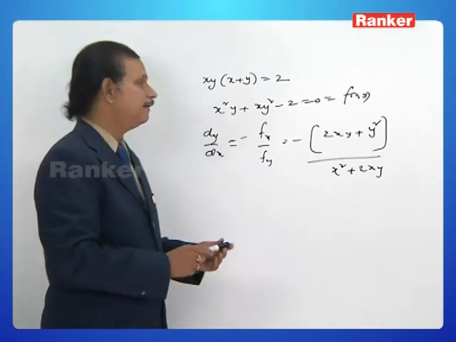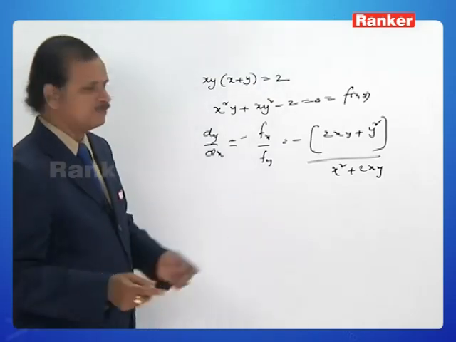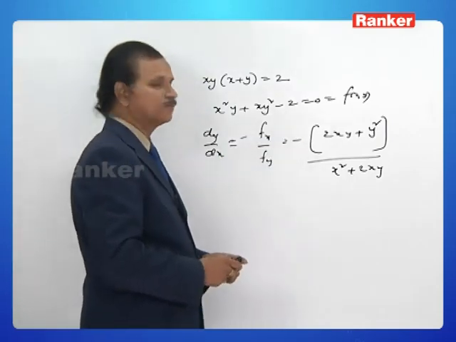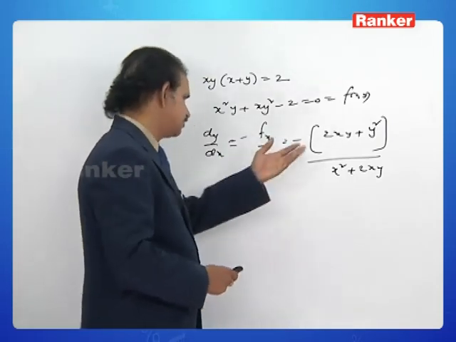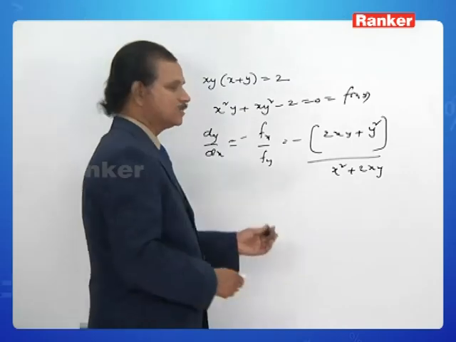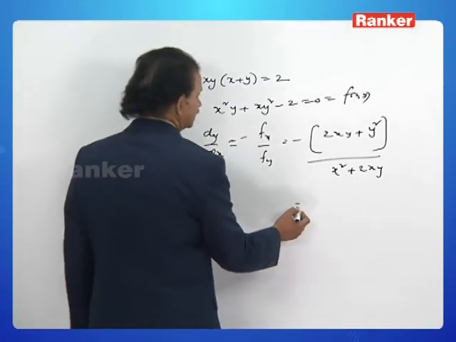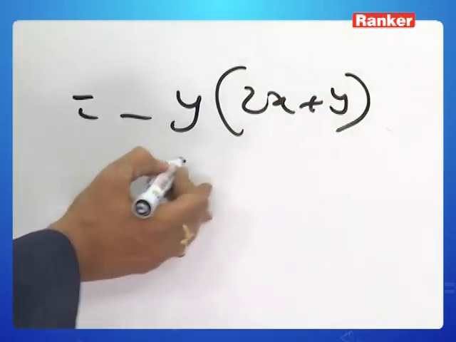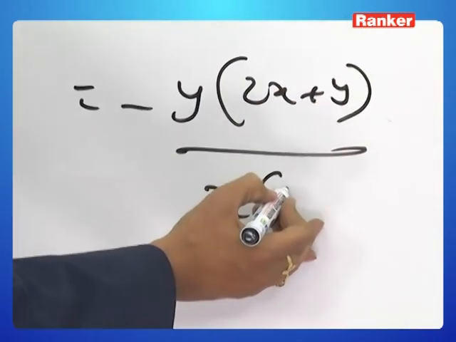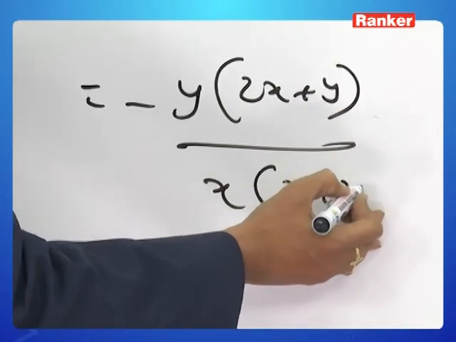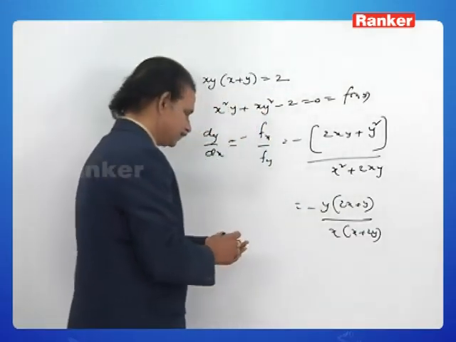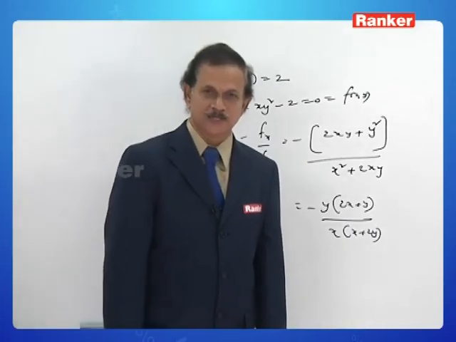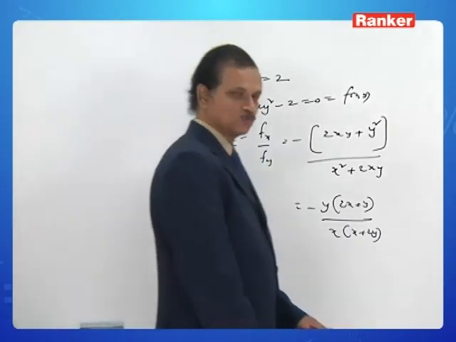That's all the answer. You can still simplify that. That is minus of y into y plus 2x is the numerator, and x into x plus 2y is the denominator. So that you can write this as minus y into 2x plus y by x into x plus 2y. That is the answer. Well, next one more function.